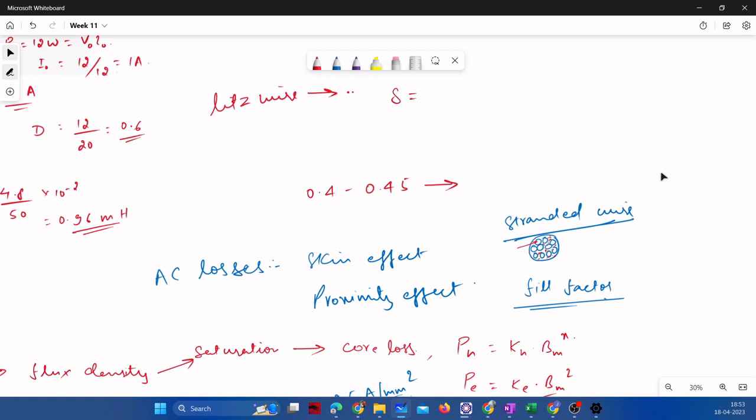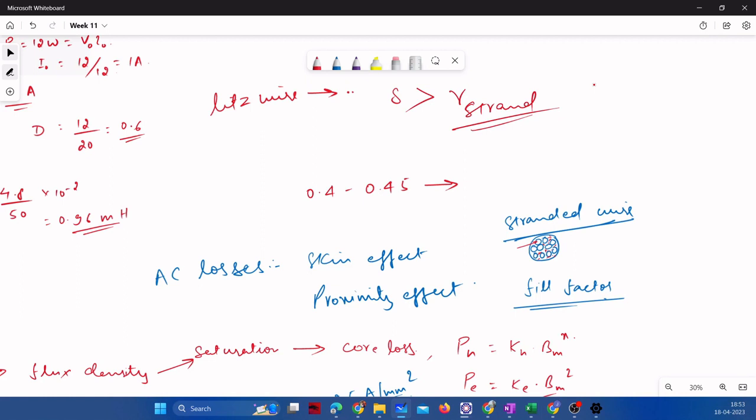We are going for the stranded wires because if you use solid conductors, we have skin effect. Here, the area of a strand is so small that your skin depth will be higher than the strand radius. If the skin depth is higher than the radius of a strand, then you will not lose anything to AC losses. Did you get the point?